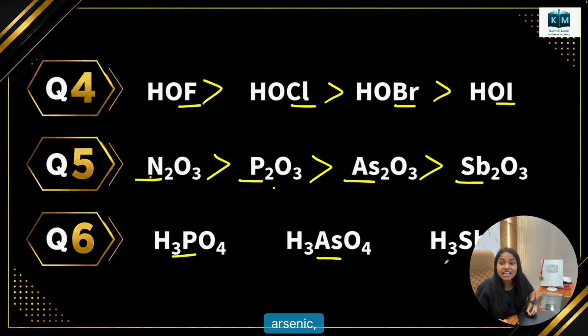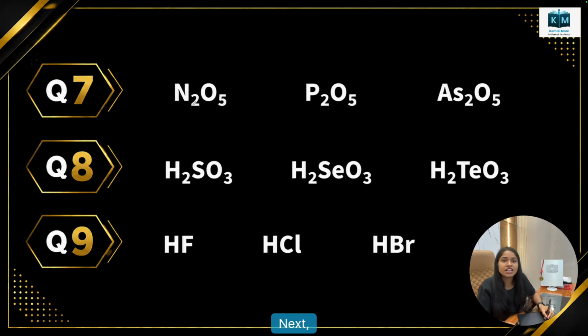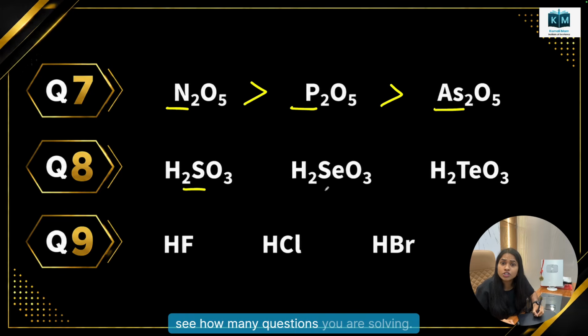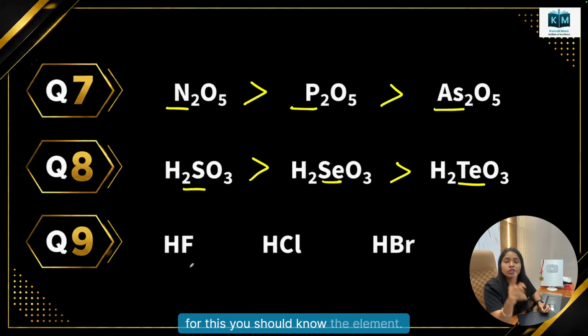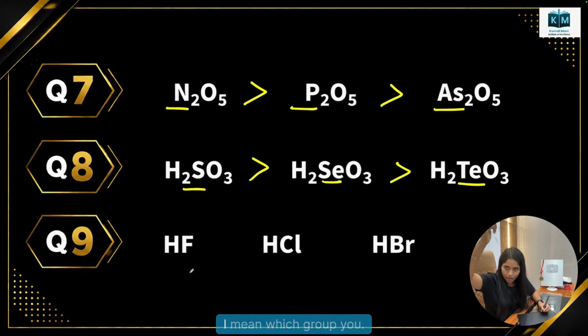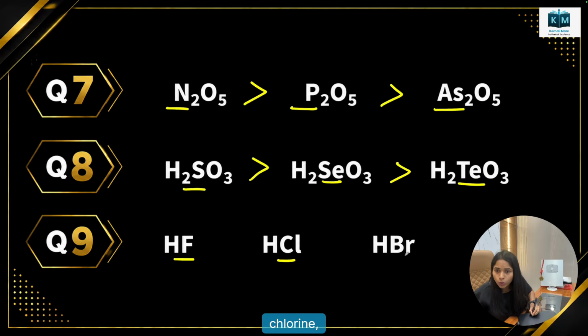Phosphorus, arsenic, antimony, top to bottom. Next, nitrogen, phosphorus, arsenic. See, based on just one point, how many questions you are solving. Sulfur, selenium, tellurium, top to bottom. For this, you should know which group the element is in, top to bottom or left to right, that you need to identify. Fluorine, chlorine, bromine, iodine, top to bottom.